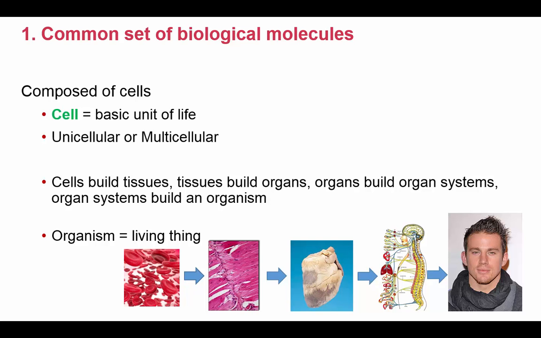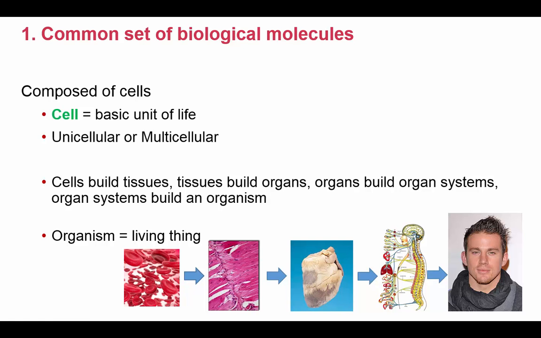And so when we say that they're made of a common set of molecules, living organisms can take cells, group them together, and use those to build tissues. They then use tissues to build organs, organs to build organ systems, then to actually build an organism. An organism being just another word for a living thing.